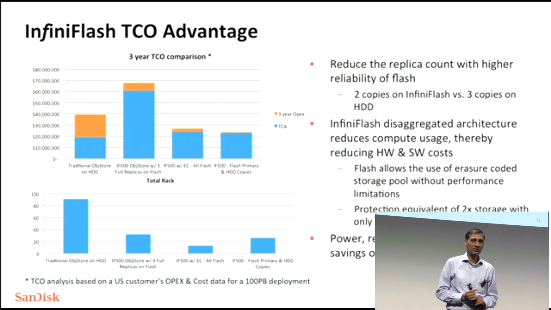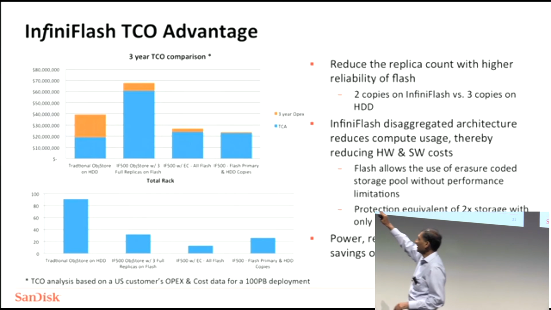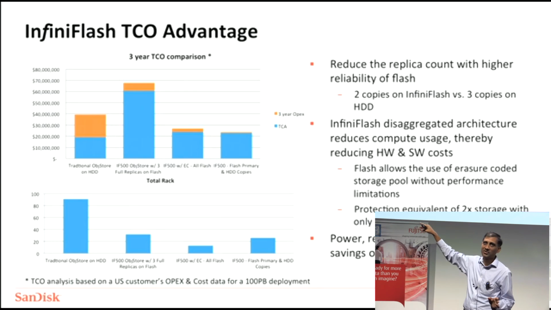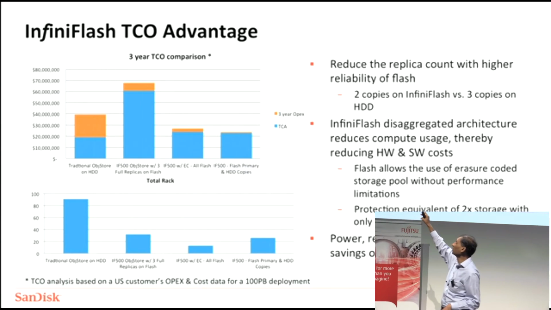So in the next year and a half, they plan to go to about a 100 petabyte cluster, and they did the TCO analysis on the traditional hard drives, which they were planning to use before InfiniFlash. Based on commodity hard drives, they measured around 45 million, which is what they had budgeted. This includes the acquisition and the 3-year OpEx combined. And they compared that with InfiniFlash using different techniques. One is with full replicas, which is obviously more expensive. The second bar that you see is 3 full replicas on the object storage running on InfiniFlash.